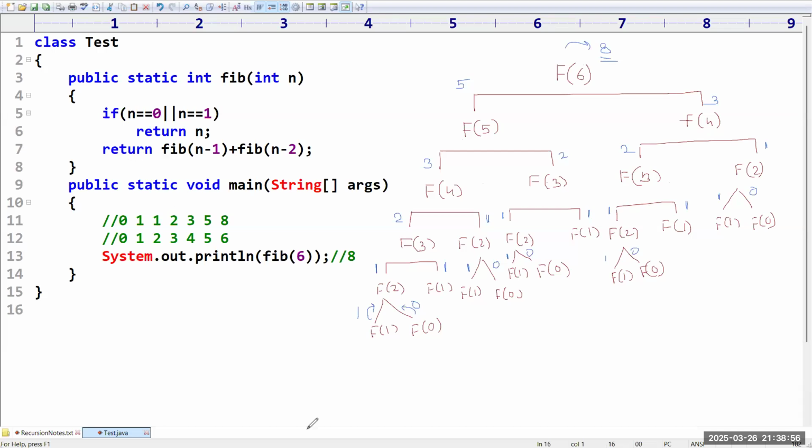Sir, from the definition of the Fibonacci sequence, every Fibonacci number is a sum of its previous two numbers. Okay? Suppose you take any number n, what are its previous two numbers? It is n minus 1 and n minus 2, correct? These two we are adding. Okay, sir.